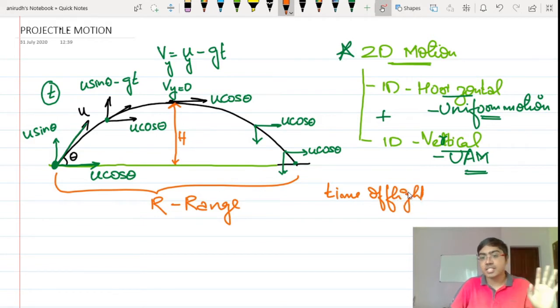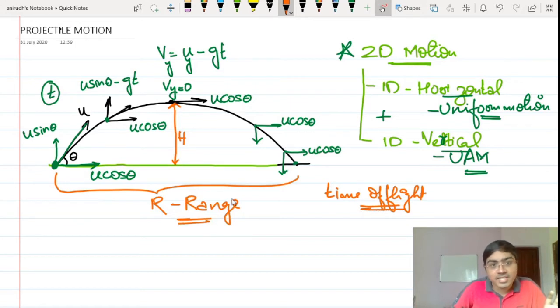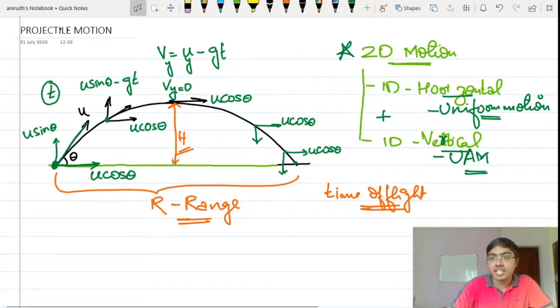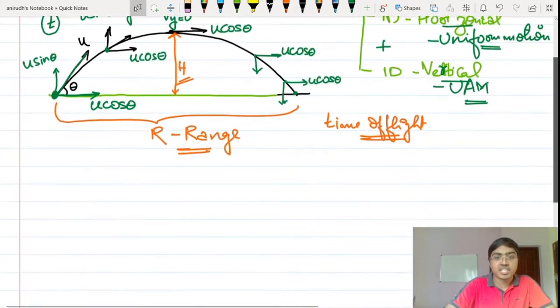Any discussion is fruitless without defining the formula or deriving some equations for these three quantities: maximum height, range, and time of flight. So let's proceed to the derivation of certain important equations for that.